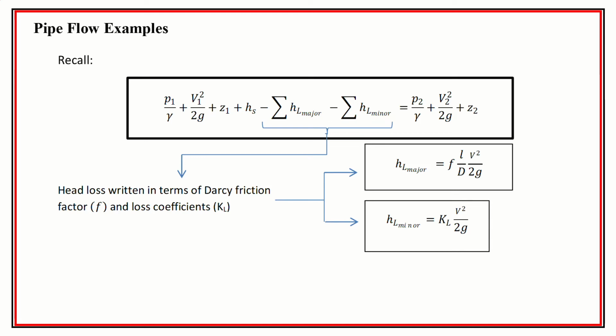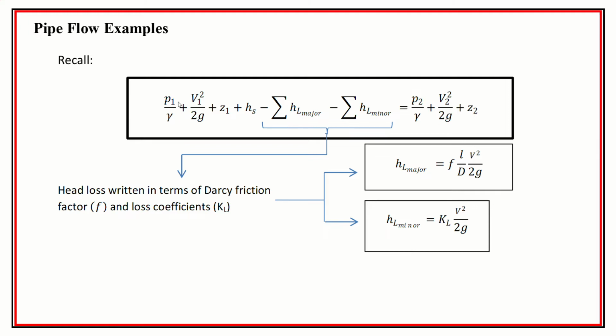Okay, so here we're continuing on with class 22, and we're going to do some examples. But first, I want to talk a little bit about the different kinds of problems that we might face in doing piping drop calculations. So here's our main equation right here.